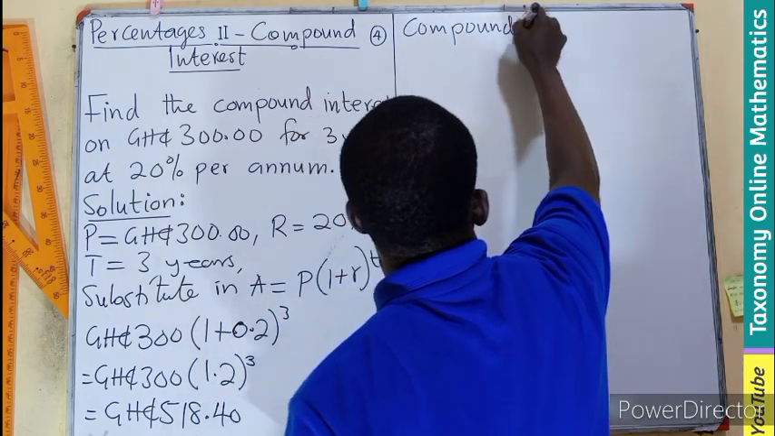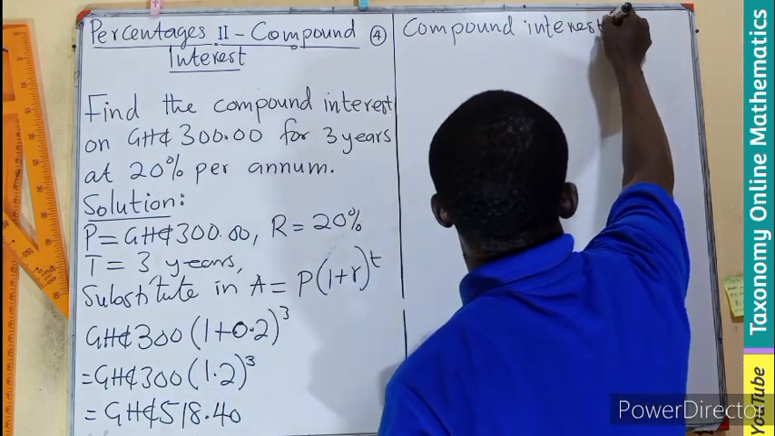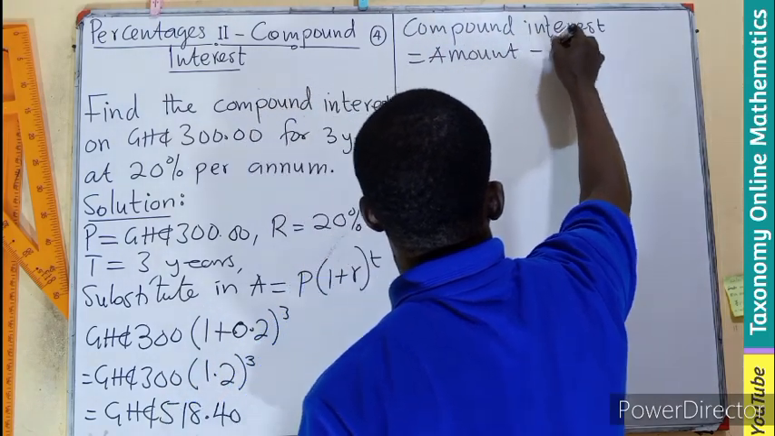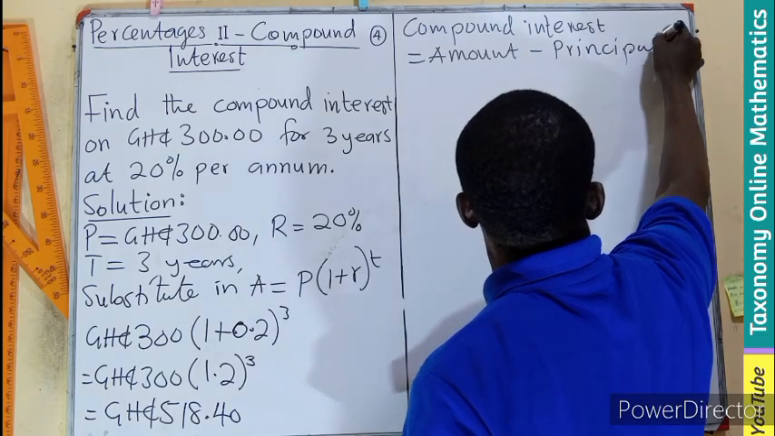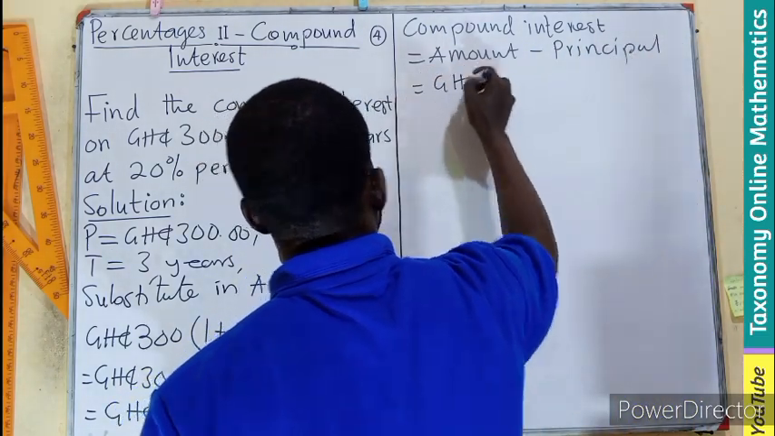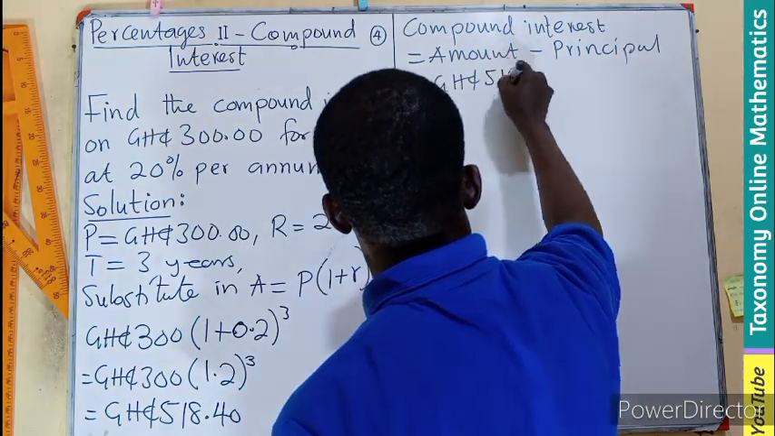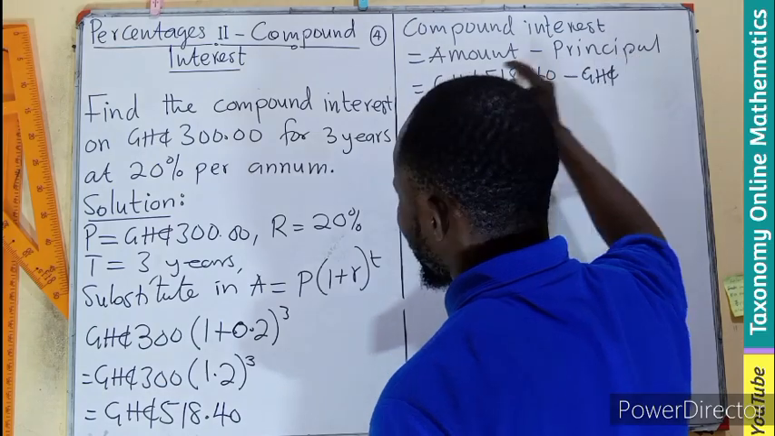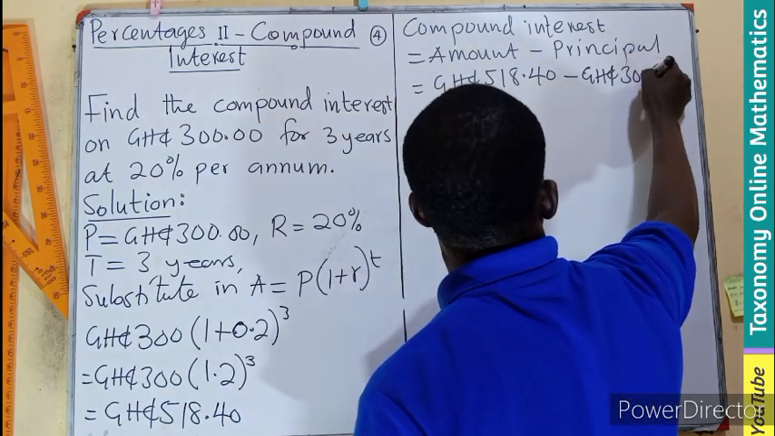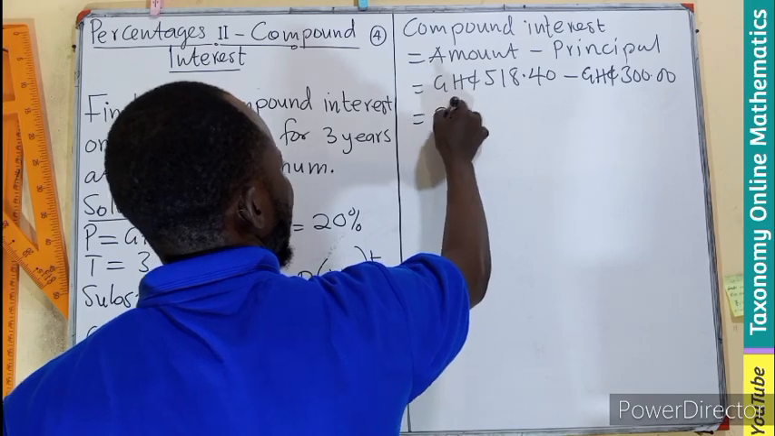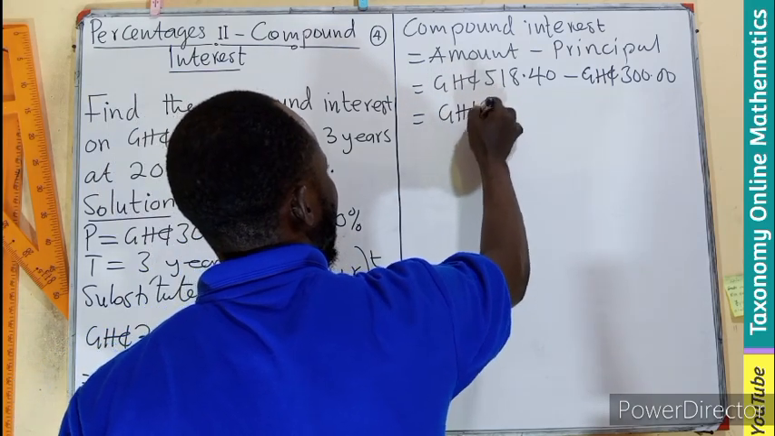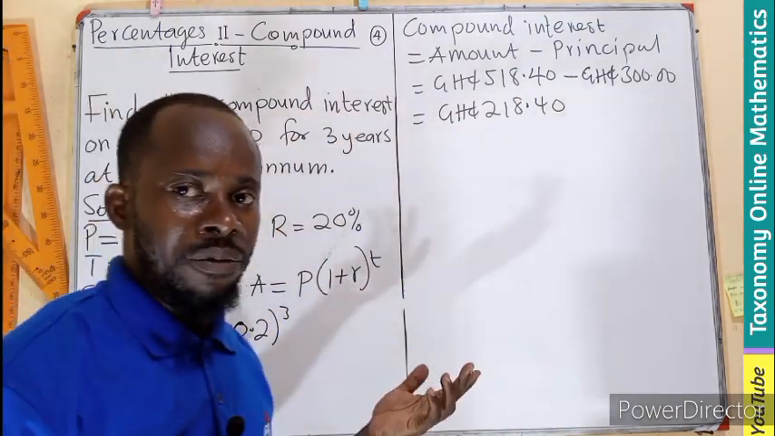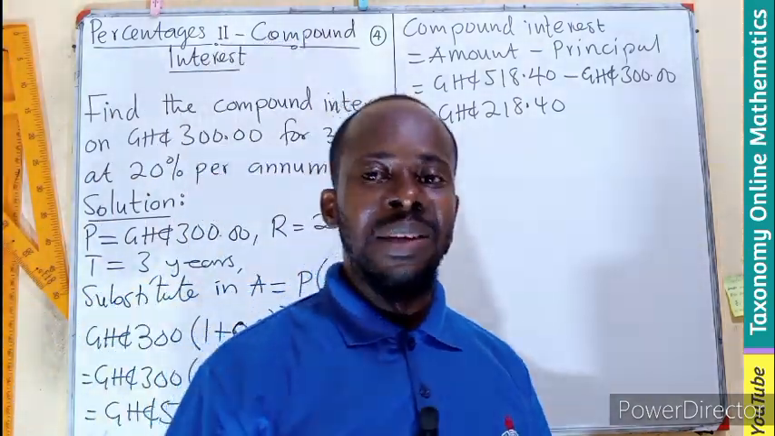So compound interest is going to be the amount minus the principal. And what was the amount? The amount we found was 518.40. Then the principal was what we began with. That is 300. So I'm sure that should be giving us 218.40 cedis.